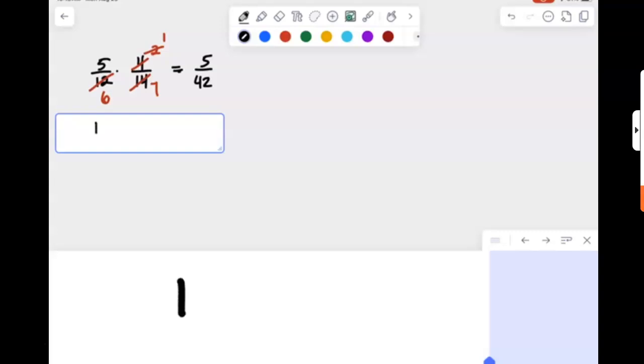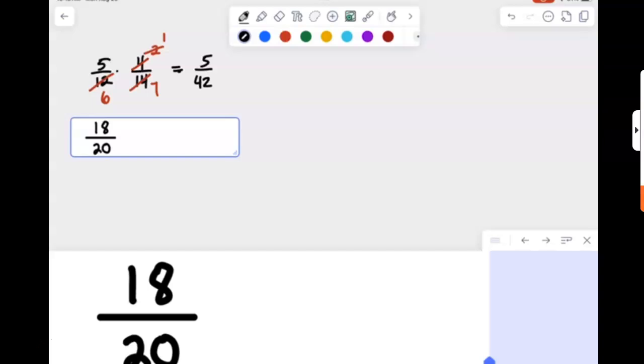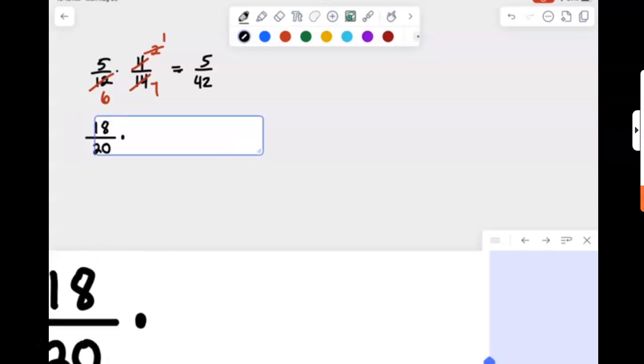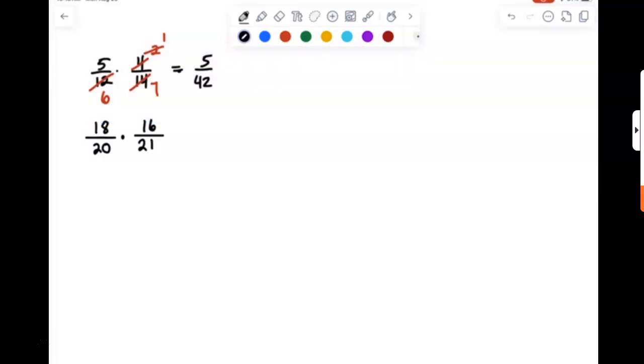Let's say that we have 18 over 20 times 16 over 21. This one here has quite a bit more stuff that can be canceled out.